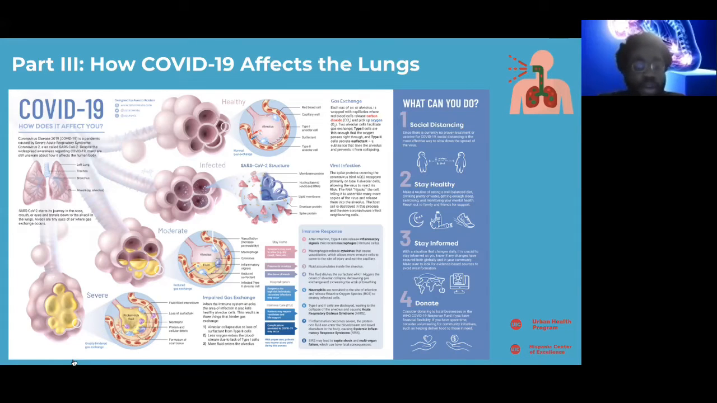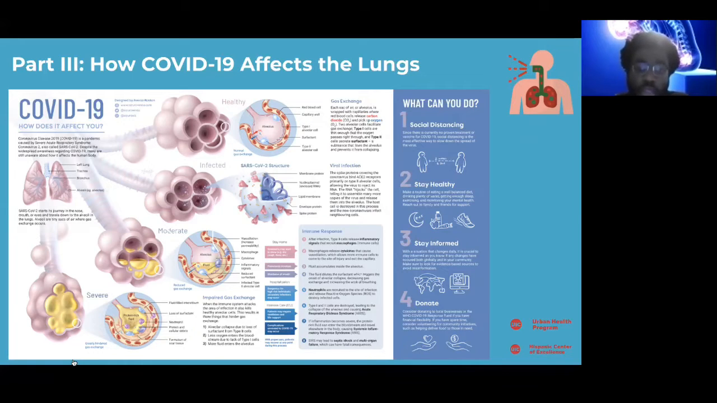So we're gonna talk about how COVID-19 affects the lungs. Here you have pictures of the different diagrams of healthy alveoli, affected, moderate, and severe.